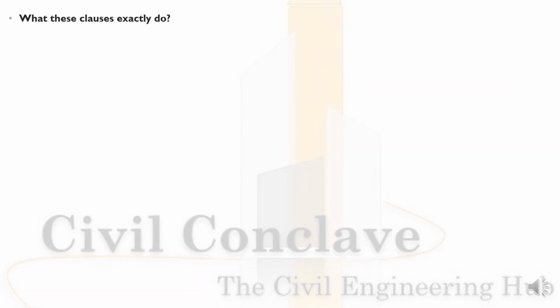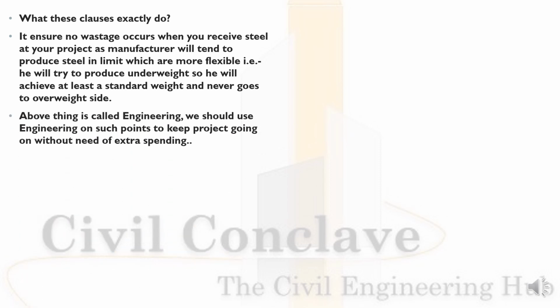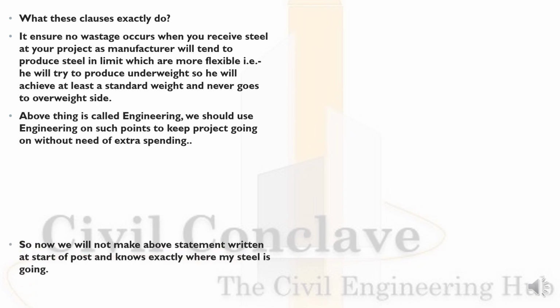What do these clauses exactly do? To ensure no wastage occurs when you receive steel at your project, as the manufacturer will tend to produce steel in limits which are more flexible, so that he will try to produce underweight. So we will achieve at least a standard weight and never go to the overweight side. The above thing is called engineering. We should use engineering or such points to keep a project going on without need of extra spending.